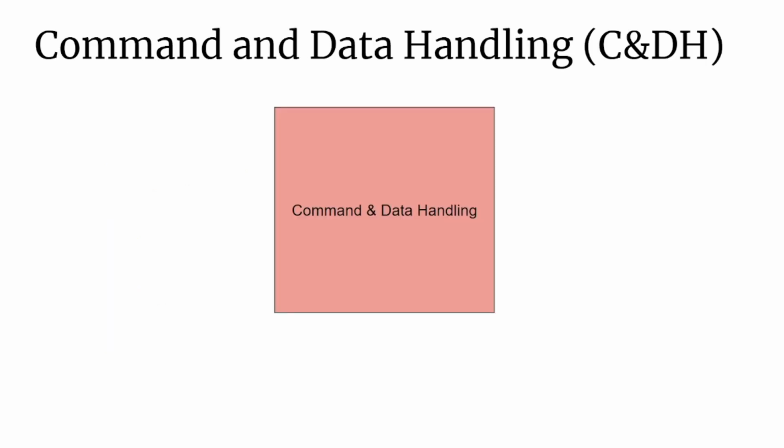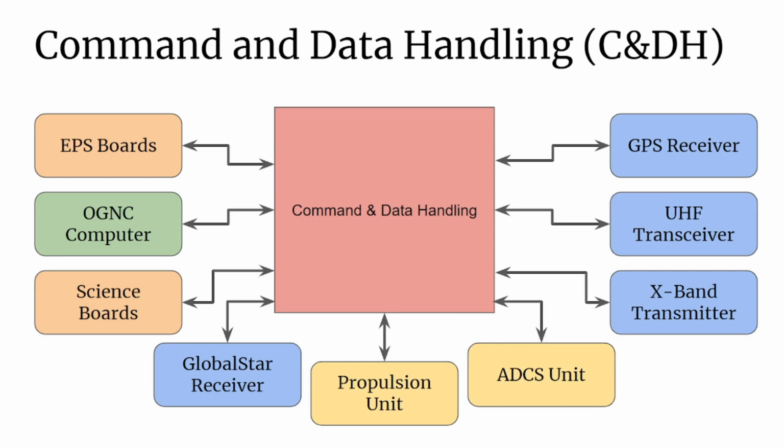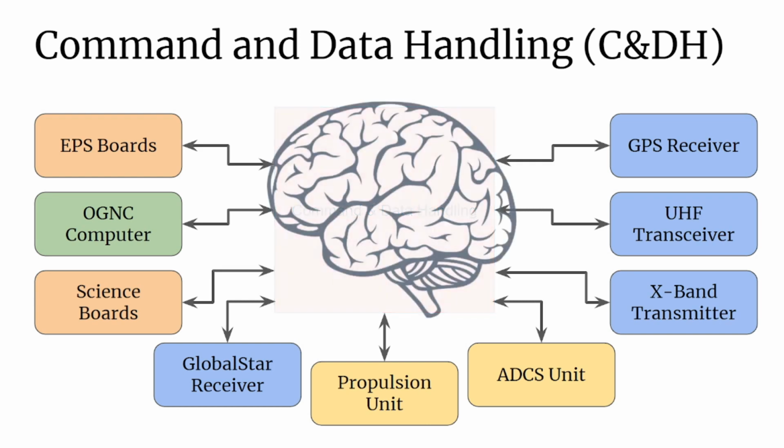The Command and Data Handling subsystem runs the flight software for the mission. CNDH routes information to and from all of the subsystems and sends commands that control the spacecraft. The flight software allows for the spacecrafts to fly autonomously, but commands can also be sent from the ground to operate the spacecrafts. CNDH can be thought of as the brain of the satellite.